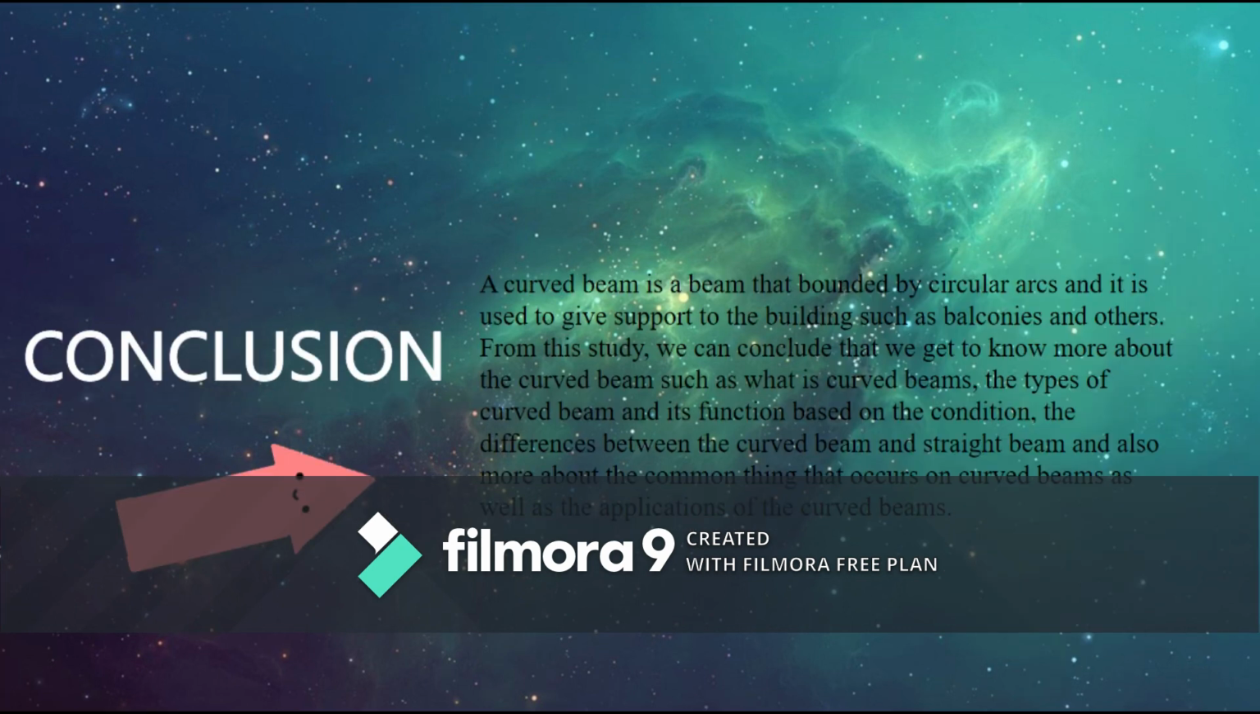Conclusion. A curved beam is a beam bounded by circular arcs, and it is used to give support to buildings such as balconies and others. From this study, we get to know more about curved beams, such as what curved beams are, the types of curved beams and their function based on condition, the differences between curved beams and straight beams, and also more about the common things that occur in curved beams as well as their applications. Thank you.